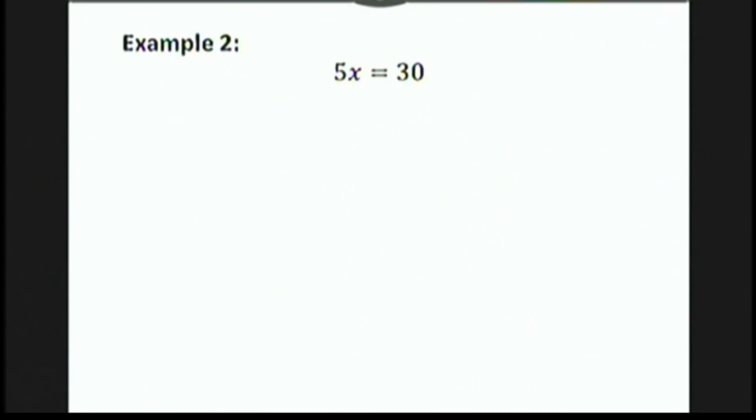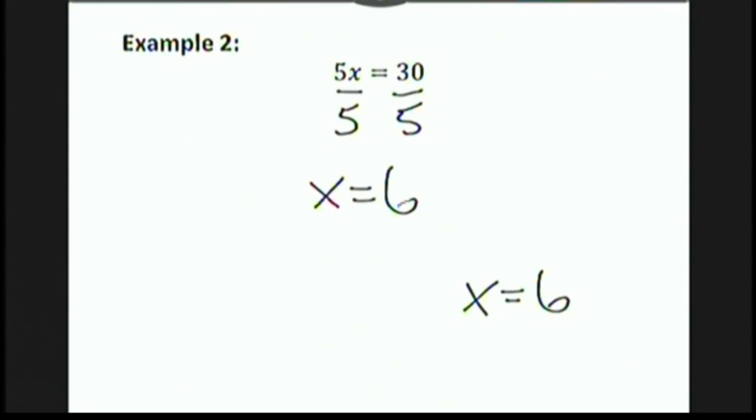Okay, let's look at another example. 5x equals 30. 5 times what is 30? Well, 5 times 6 is 30, so the answer is 6. Formally, we could solve this equation by dividing each side by 5 to get x equals 6 as before.